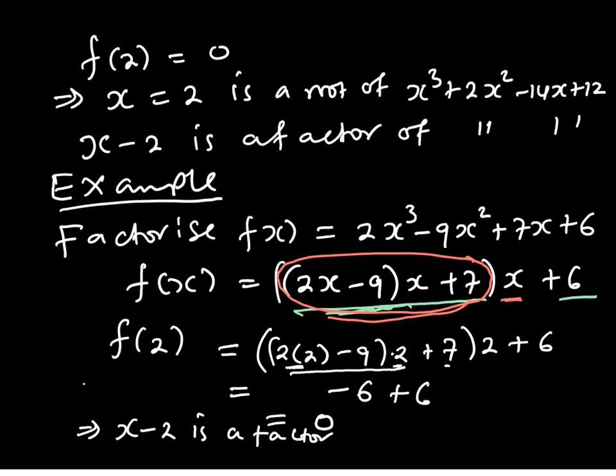Now, if x minus 2 is a factor, how do we find the other factors? Because the question is tasking us to factorize the polynomial. The idea is to use long division, which always produces the best results in this case. So let's carry out the long division and see how we can further factorize this polynomial.